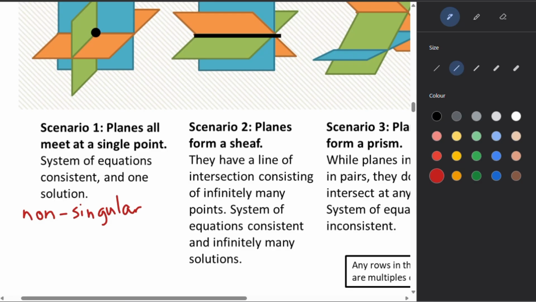The inverse of that can be found as well. So the key thing: it is consistent because there is at least one point where all those equations are satisfied, and it's non-singular because there is only one point of intersection. So you could find the inverse of that matrix.